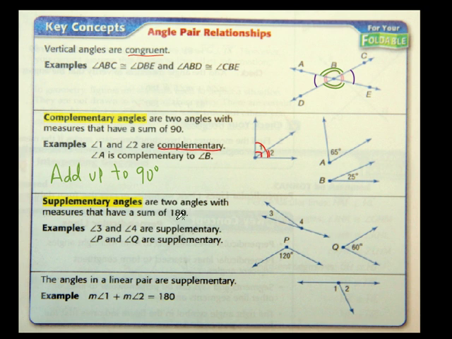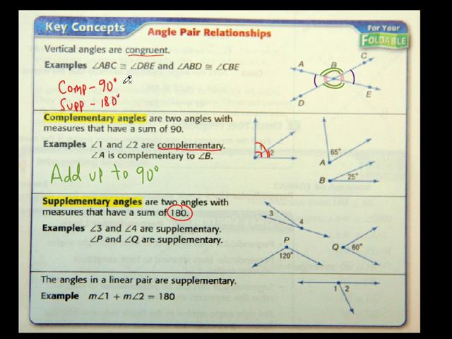What about adding up to 180 degrees? All right, we call them supplementary angles. Complementary is 90 degrees, and supplementary is 180 degrees.